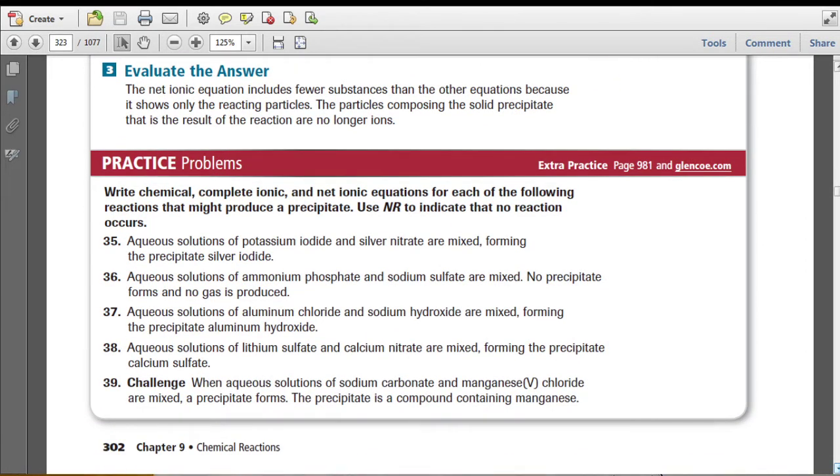Go ahead and pause this video so that you can write the chemical, complete ionic, and net ionic equations for the following reactions that might produce a precipitate. If no reaction occurs, write NR.